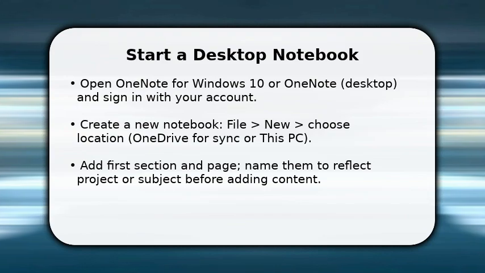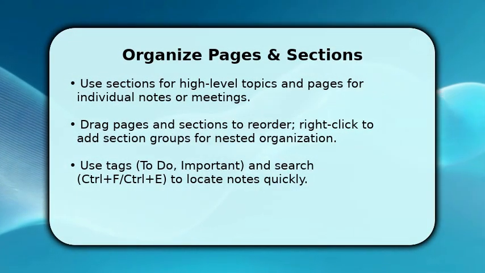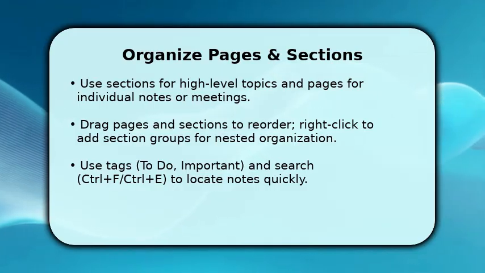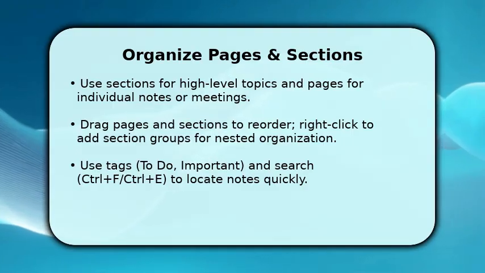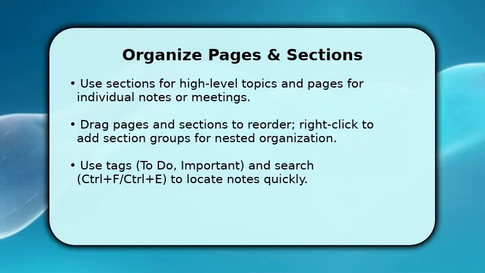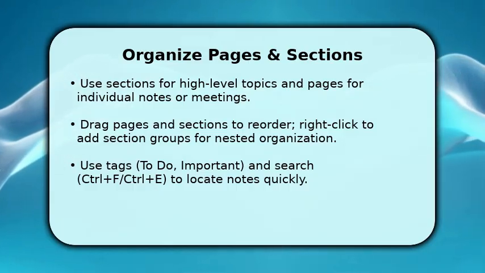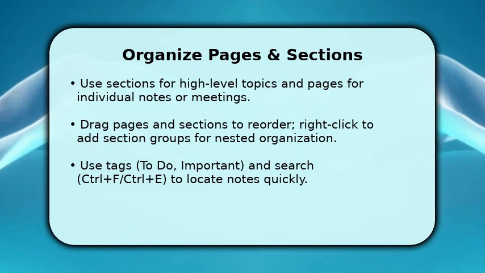Next, structure your notebook using sections for big topics and pages for specific items. Once done, drag pages and sections to reorder them. It's faster than renaming, and create section groups if you need nested organization for semesters or projects. Make sure to apply tags like to do or important to highlight actionable items, and use search shortcuts such as Ctrl+E to find content across notebooks. This layered approach prevents clutter and keeps your workflow clear as you add more notes.